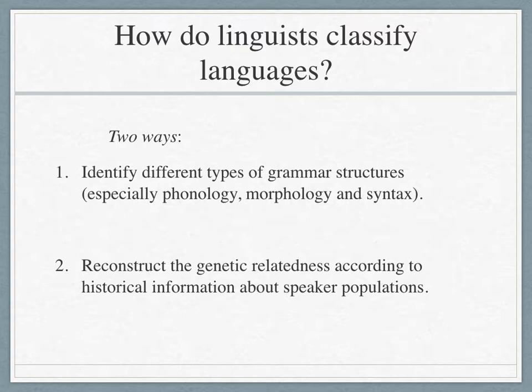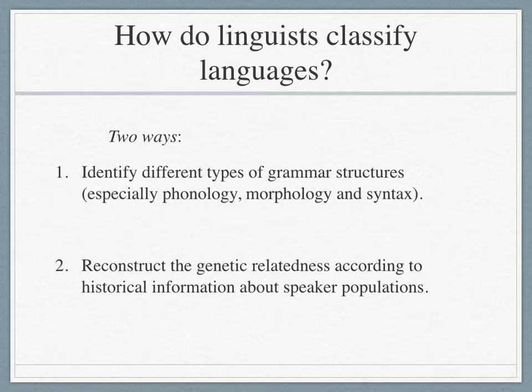And then the other way is to reconstruct what is called the genetic relatedness. This has to take into account historical information about speaker populations. So this is also very interesting and tends to have geographical continuity.